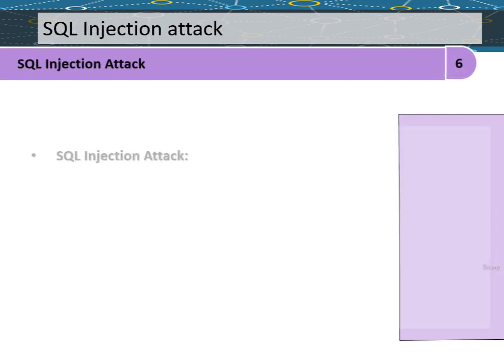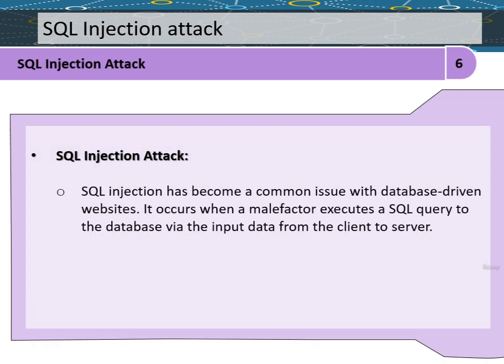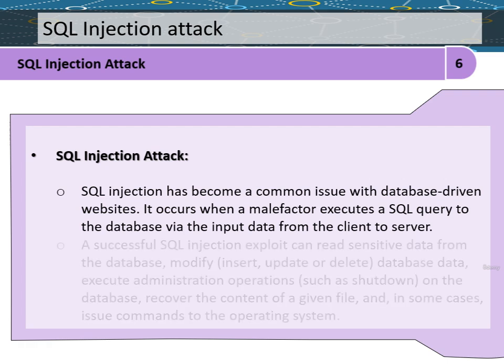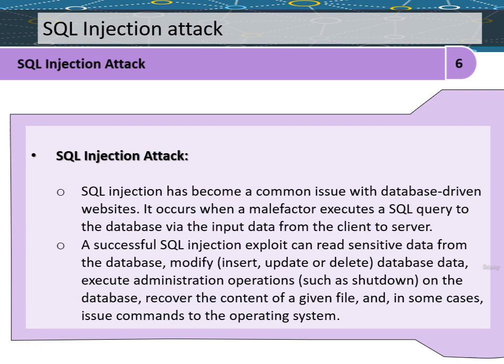Number 6, SQL injection attack. SQL injection has become a common issue with database-driven websites. It occurs when a malefactor executes an SQL query to the database via the input data from the client to the server. A successful SQL injection exploit can read sensitive data from the database, modify, insert, update or delete database data, execute administration operations such as shutdown on the database, recover the content of a given file, and in some cases issue commands to the operating system.